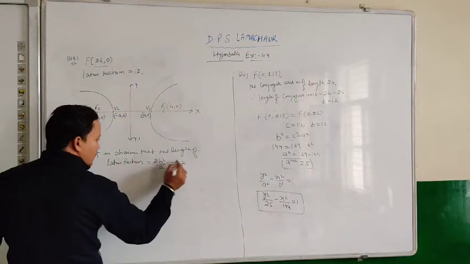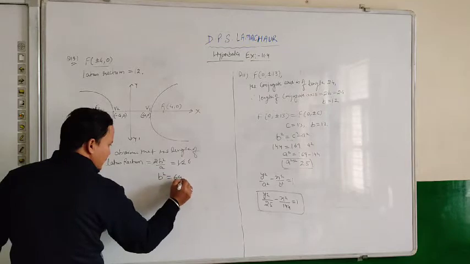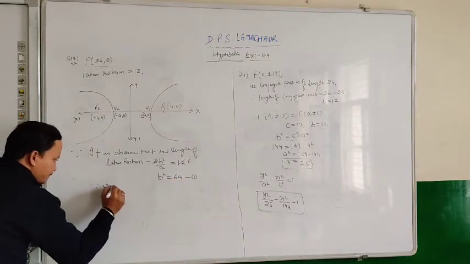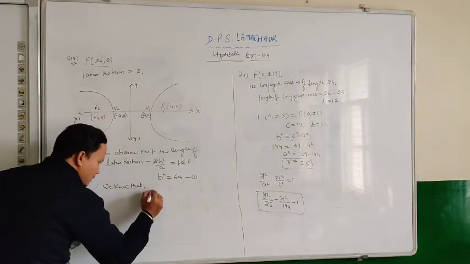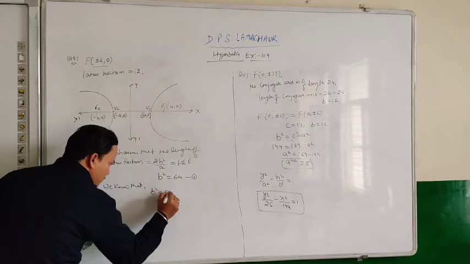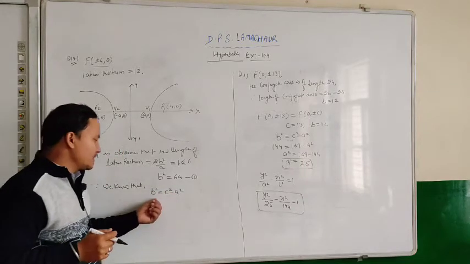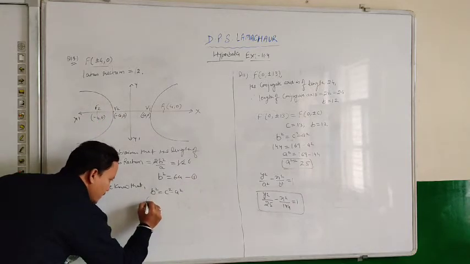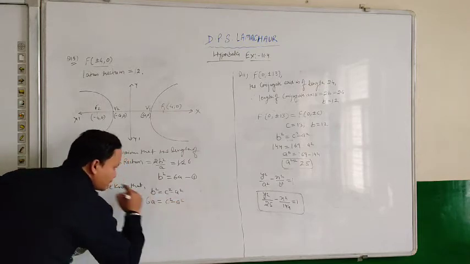So from here 2 will cancel out 12, 6 times, so we get b square is equal to 6a. This is equation number first, say. Now since we know that the relation between a, b and c is b square is equal to c square minus a square. Now put the value of b square here from equation number first, which is 6a. So we can write 6a is equal to c square minus a square.